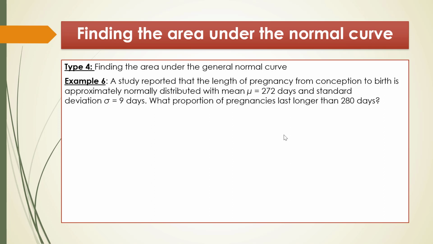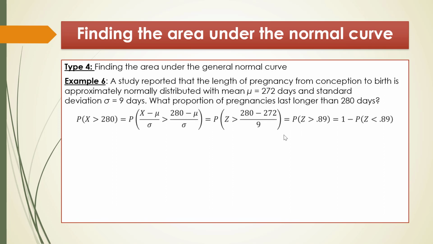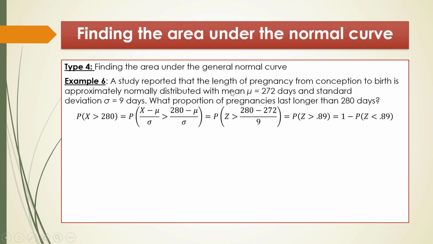So let's look at this example. A study reported that the length of pregnancy from conception to birth is approximately normally distributed, with mean mu of 272 days and standard deviation sigma of 9 days. What proportion of pregnancies last longer than 280 days? So the question gives you a distribution with mean 272 and sigma 9, and asks for the probability that x is greater than 280. This is not a standard normal distribution because mu is not 0 and sigma is not 1.